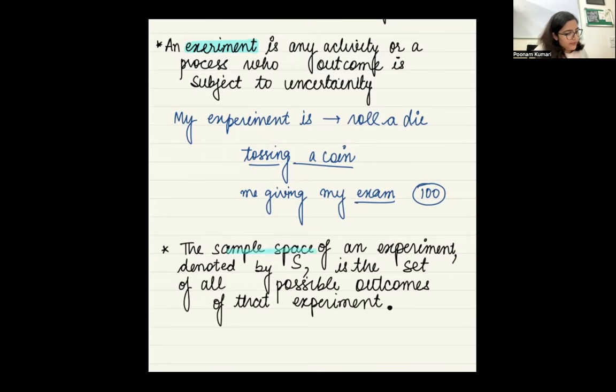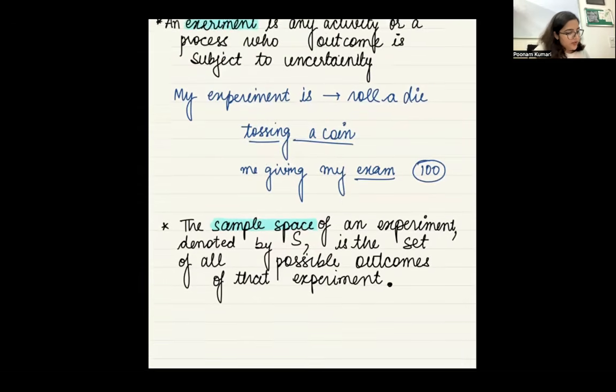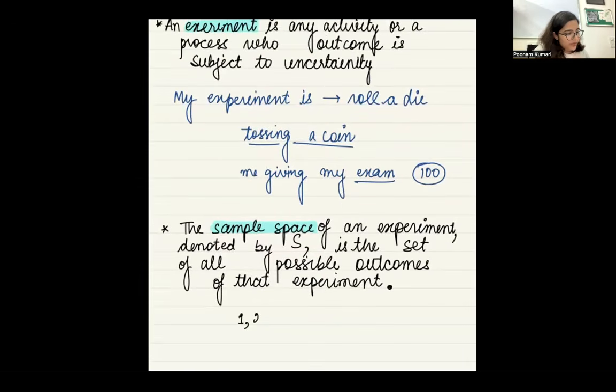So for example, in this experiment, when I was rolling a die, what are the possible outcomes? Possible outcomes are, 1 can come, 2 can come, 3 can come, 4 can come, 5 can come, 6 can come. So what is this? This is a sample space for my experiment that I am rolling a die.